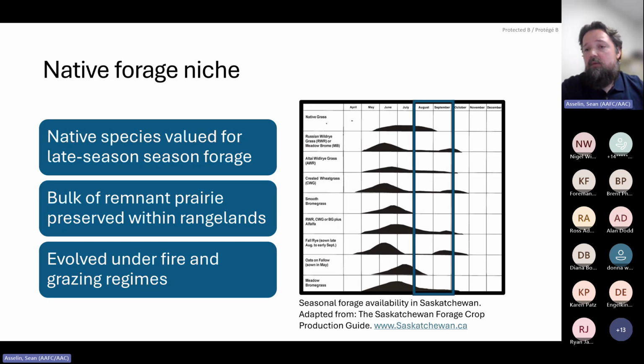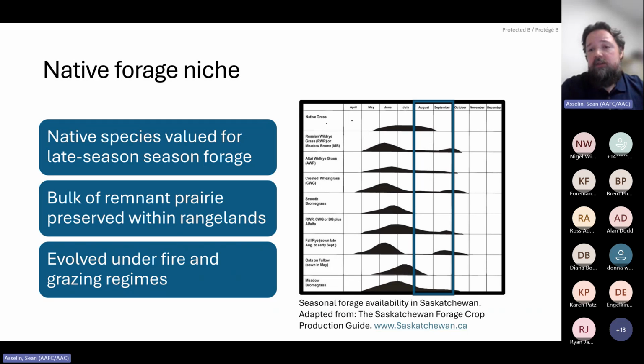That's really where the value of native forages is utilized, at least in the Saskatchewan or Western Canadian context. They tend to emerge a little bit later than our introduced species, but they tend to maintain greater forage quality and greater biomass production later into the growing season, when we start to enter midsummer droughts, because they've adapted to the growing region. As I mentioned previously, the bulk of our remnant prairie is preserved within rangelands. So maintaining native species within cattle production systems has benefits for biodiversity. Also, these species have evolved under regimes of fire and grazing.